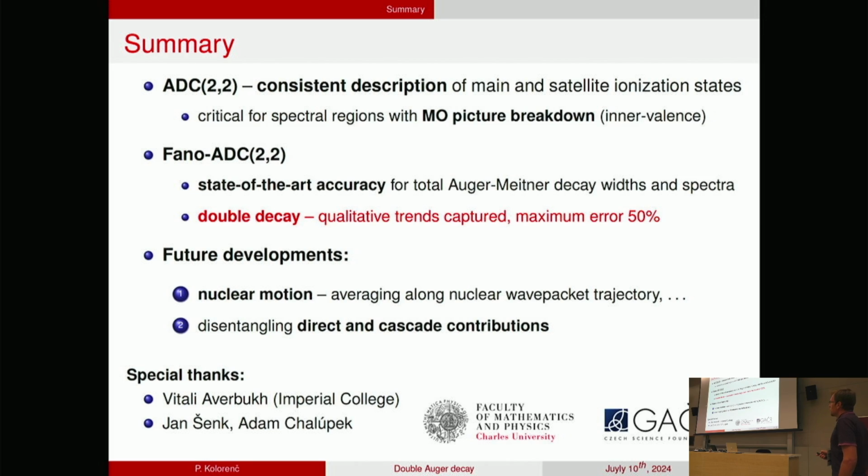One thing which is not included at the moment is any effect of nuclear motion, which of course can influence the double decay. And another future development would be to disentangle the direct and cascade contributions, which I cannot really do easily at the moment because of the use of square integrable basis sets.